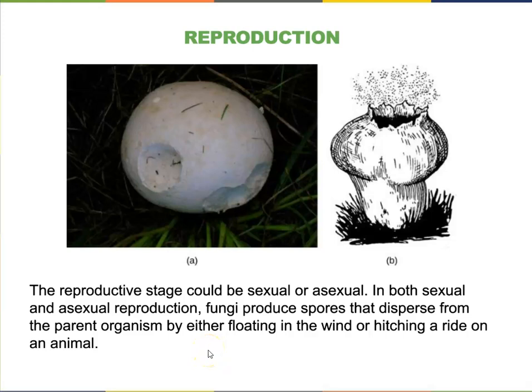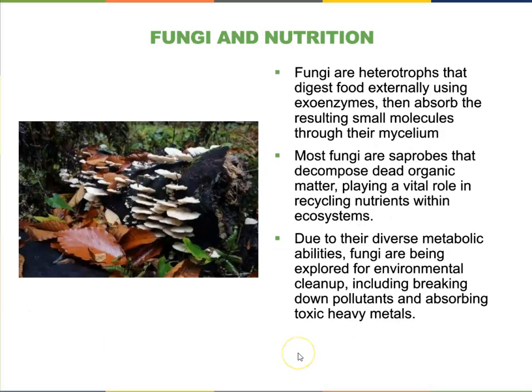The reproductive stage could be sexual or asexual. In both approaches, fungi produce spores that can be dispersed to other organisms. Fungi are heterotrophs that digest food externally using exoenzymes. Then they absorb the resulting small molecules through their mycelium. Most fungi are saprobes that decompose dead organic matter, playing a vital role in recycling nutrients within ecosystems.